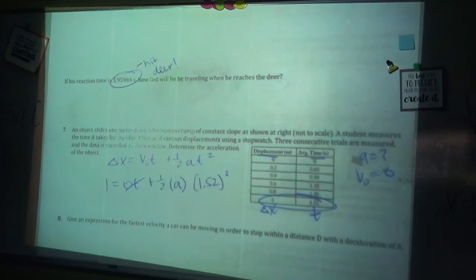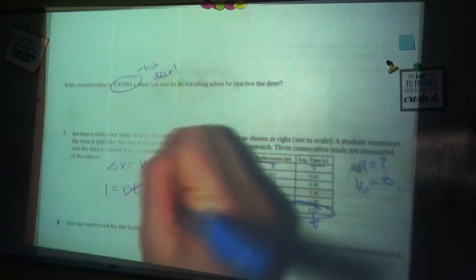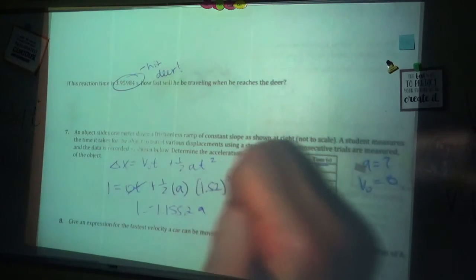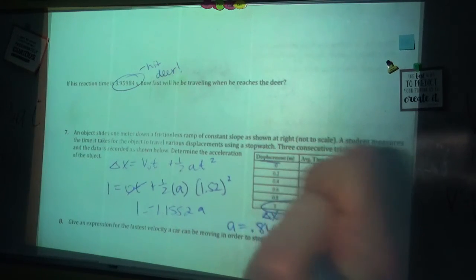And then t is 1.52 squared. So then 1/2 of 1.52 squared, that's 1.1552a. And then you just divide over, and you get your acceleration is 0.866 meters per second squared.